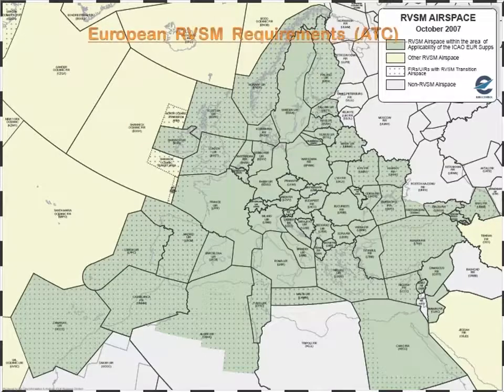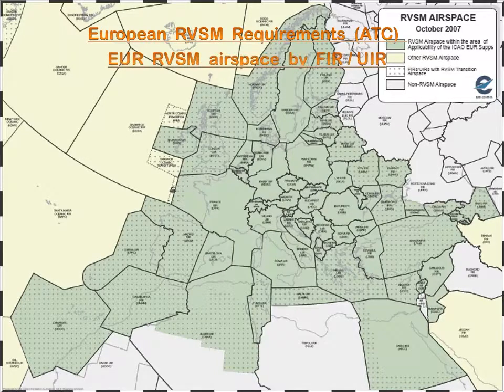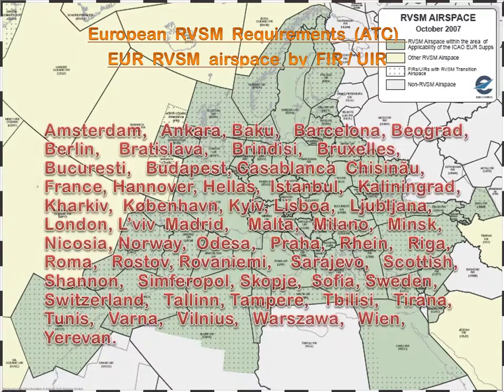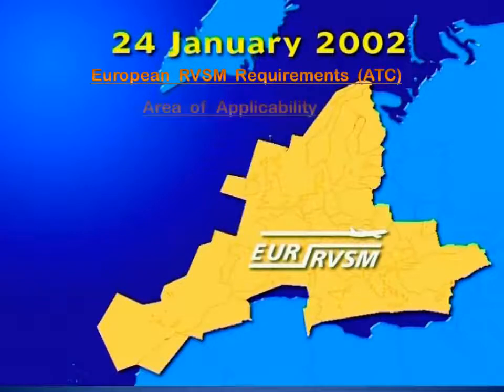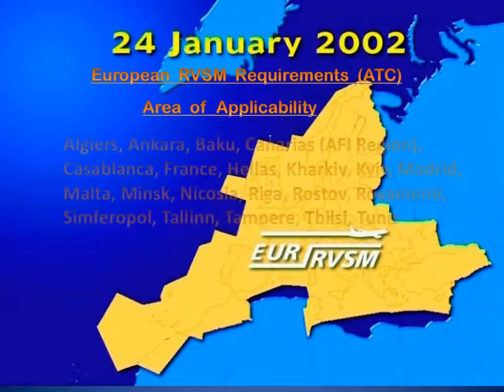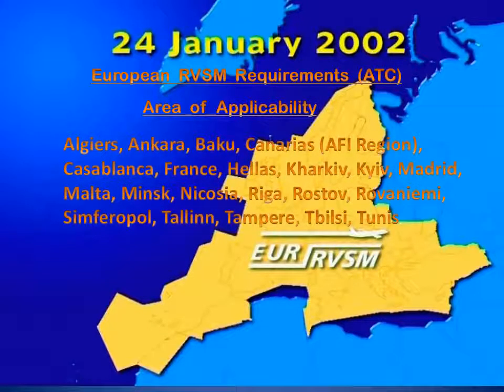European RVSM requirements, ATC. RVSM is applied in the volume of airspace between flight level 290 and flight level 410 inclusive in the following flight information regions. Upper flight area of applicability. RVSM transition tasks shall be carried out in all or parts of the following flight information regions. Upper flight information regions, referred to as EUR RVSM transition airspace.